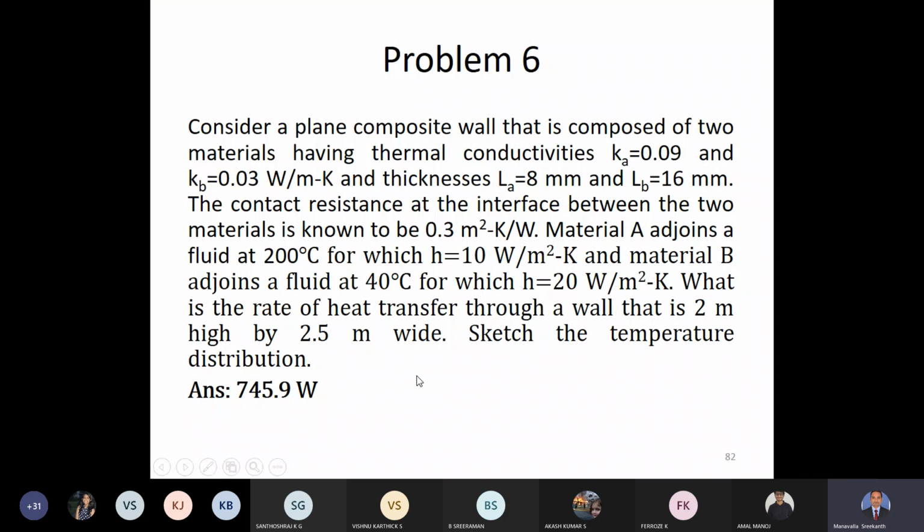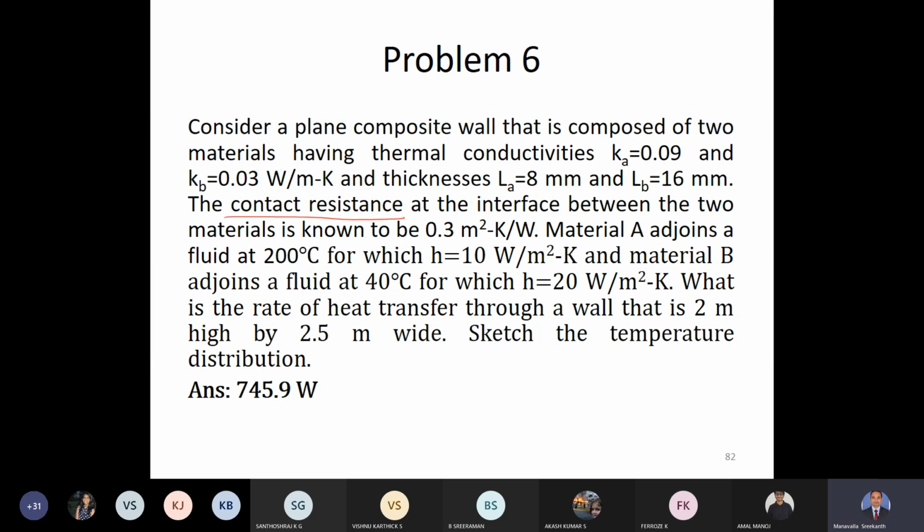Here there is this problem. We'll read the problem carefully and then solve it. Consider a plane composite wall that is composed of two materials having thermal conductivities Ka and Kb. The values are given and thicknesses are given. The contact resistance at the interface between the two materials is known to be 0.3 meter square Kelvin per watt. This is the new thing in this particular problem, the contact resistance. So in this problem, we will consider the contact resistance.